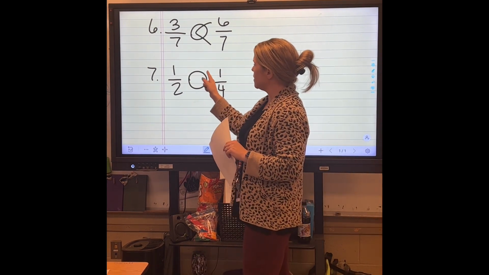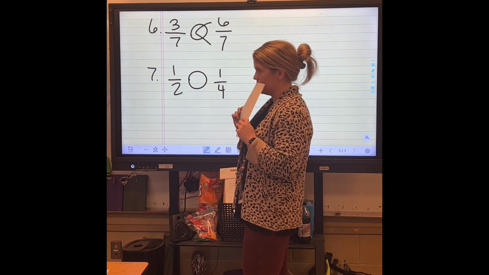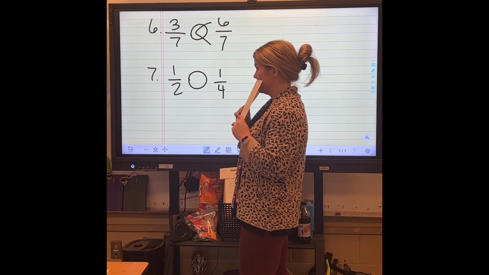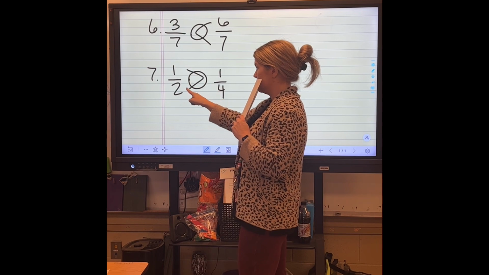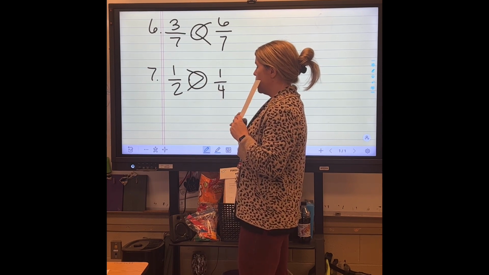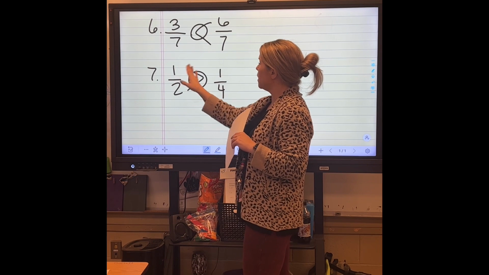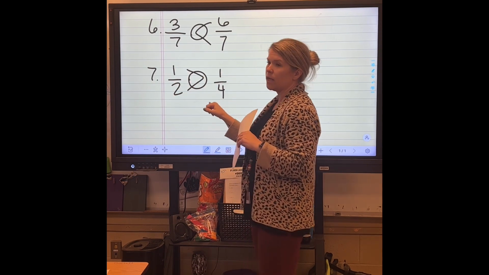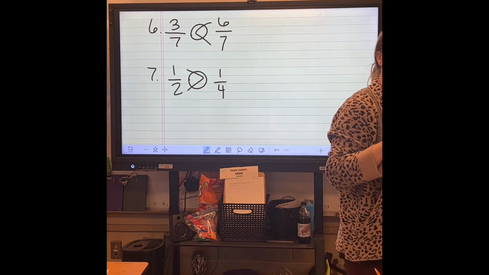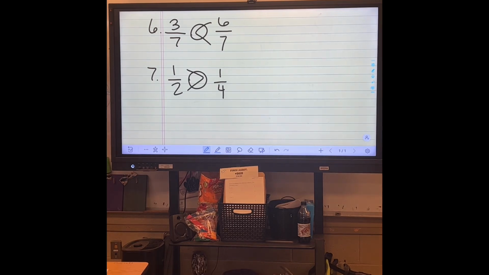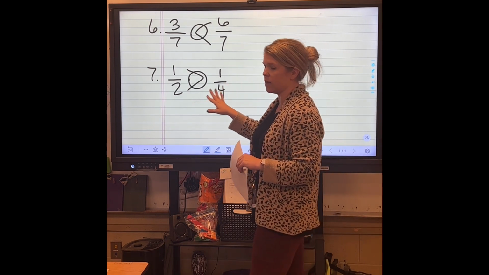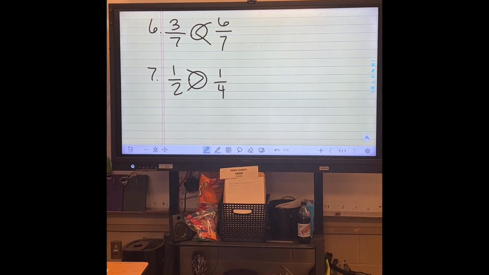What should my sign be here? Greater than or less than? Greater than. Should be a greater than sign. Because if my numerators are the same, look at your denominators and say the bigger the number, the smaller the piece. So 4 is the biggest number, but it's not the biggest piece. It is the smallest piece. The bigger the denominator, the smaller the piece. Make sure you corrected that. Because 1/4 is just 1/4.